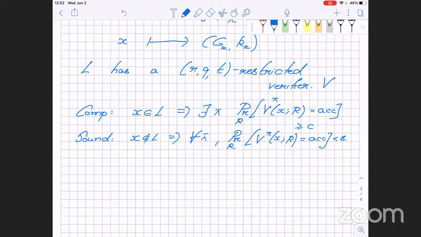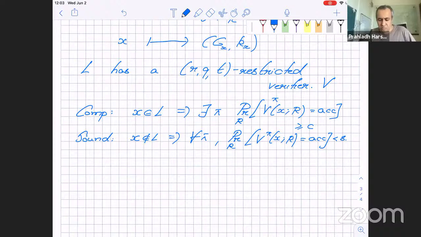You want to send yes instances to instances which have large cliques, and no instances to instances which have small cliques, and there is a gap between these two. Yes. So then if you let me do it per X basis, what is left?